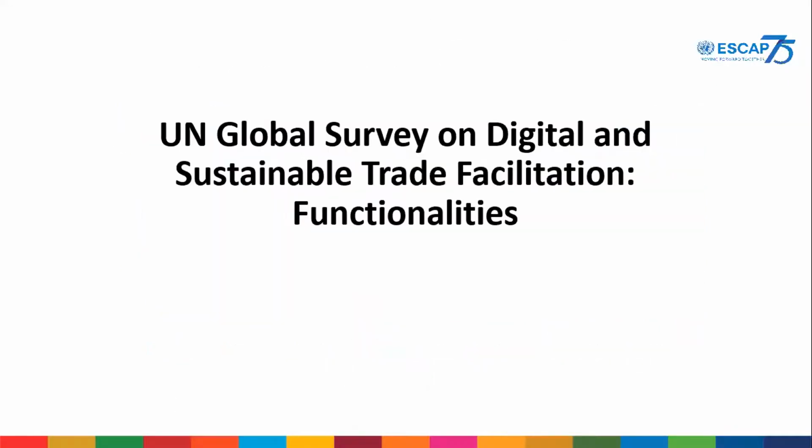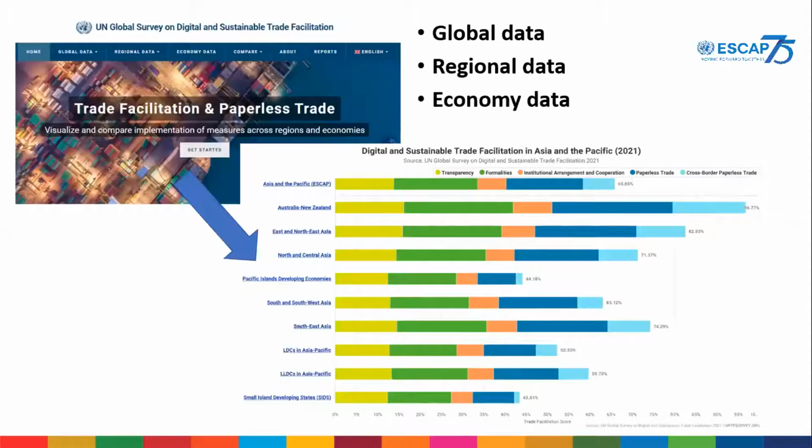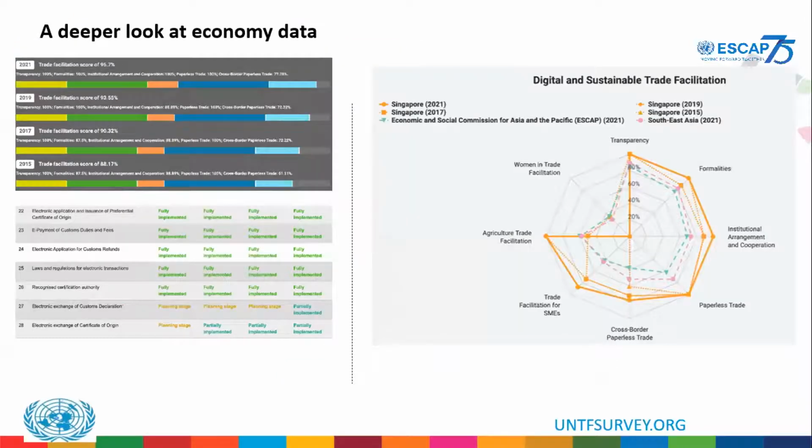For now, I will just provide you a very brief snapshot of what's available on the website, but I would really encourage all of you to explore it yourselves, because it's a visual and interactive website where you can play with the data as well as compare with specific economies or whatsoever. So as you can see here, global, regional and economy level data is available. Once you click on either of these, you can find the implementation of different groups of trade facilitation measures displayed.